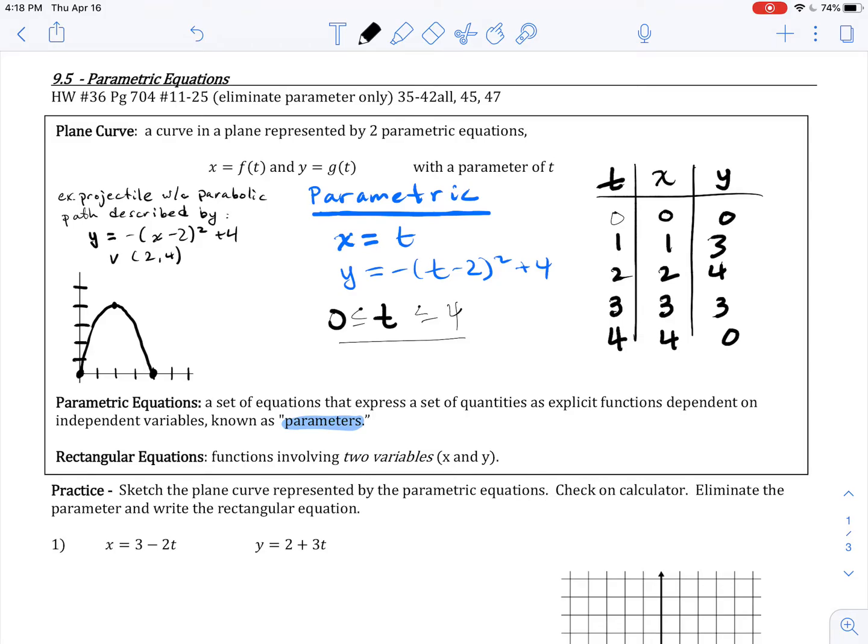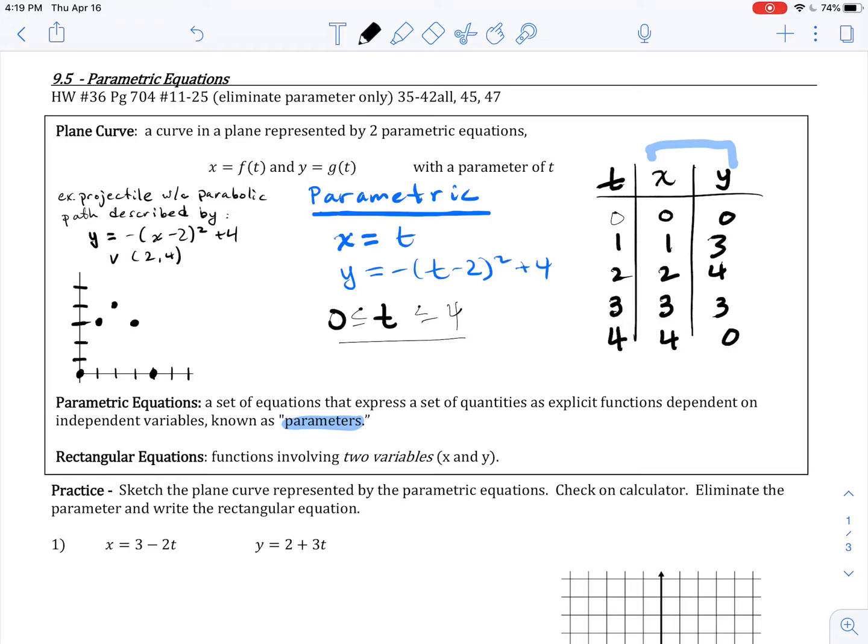Now, how do we graph that? Well, we start with our x and y values. We're going to just plot those points here, using the same table that we came up with. Okay. So when x is equal to 0, y is equal to 0. So that gives me that first point there. When x is equal to 1, y is equal to 3. When x is equal to 2, y is equal to 4. When x is equal to 3, y is equal to 3. And when x is equal to 4, y is equal to 0.